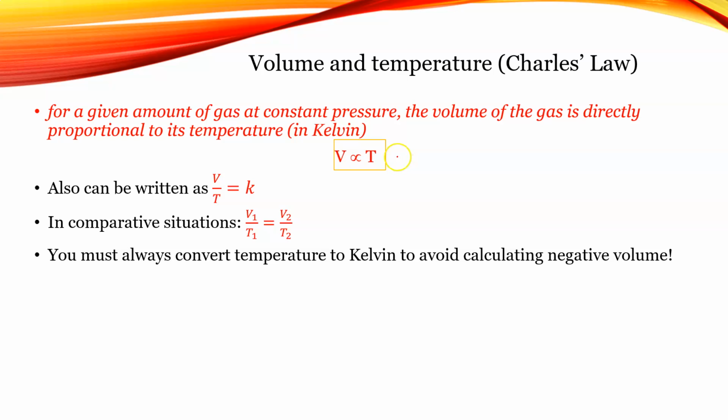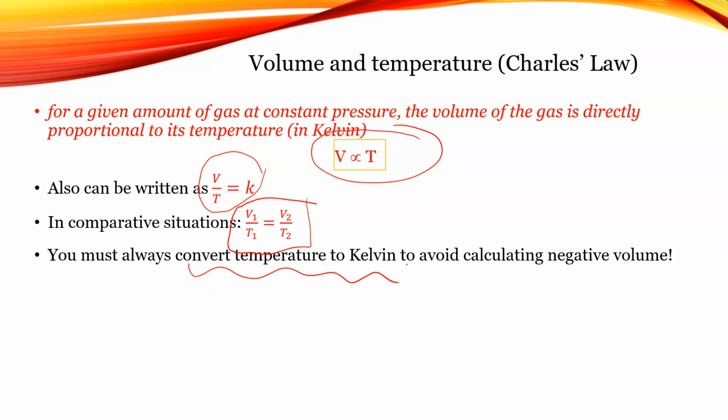Once again, this law, Charles's law, and once again, you don't have to know that it's Charles, just know the relationship. It can be rearranged to give us an equality: V over T equals K, and then the comparative equation V1 on T1 equals V2 on T2. And always remember to put the temperature in Kelvin.